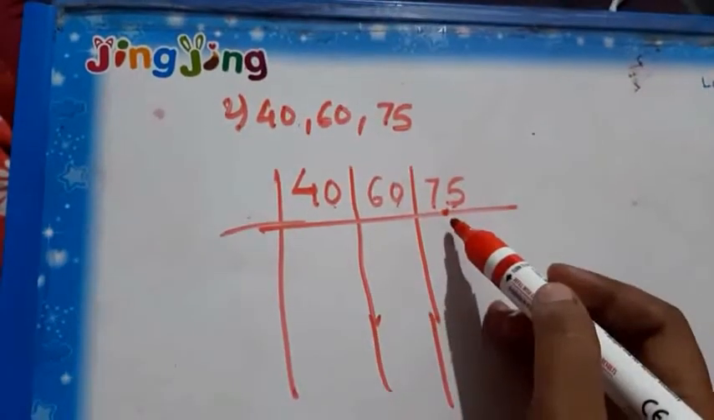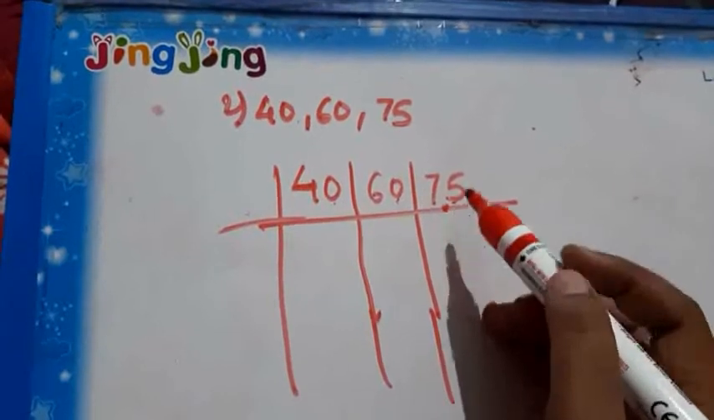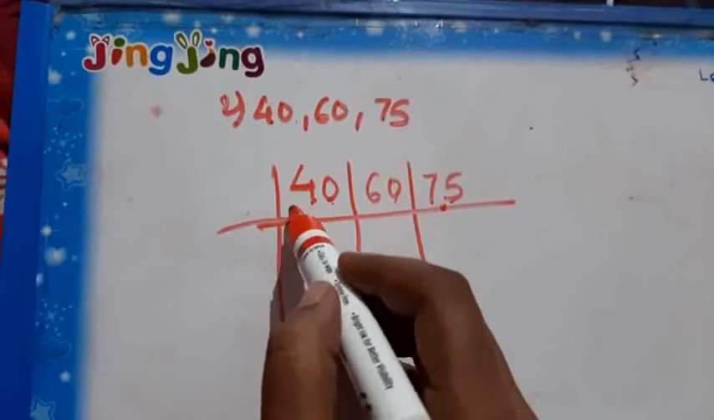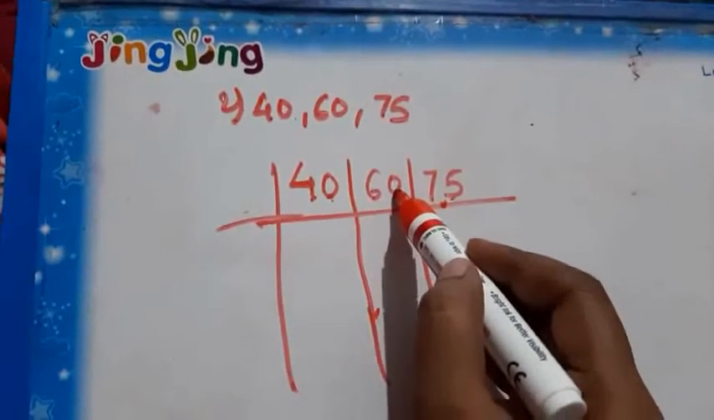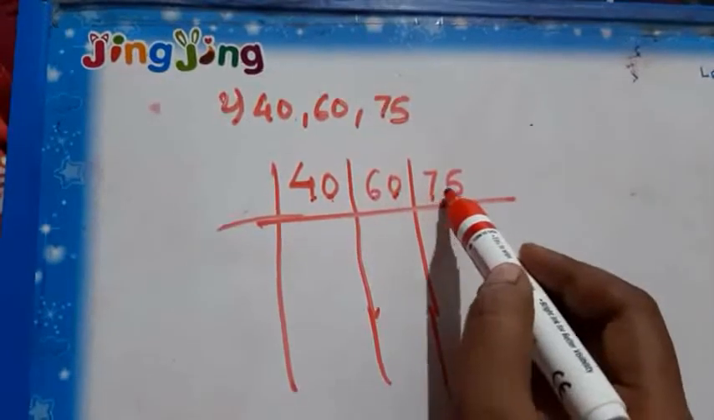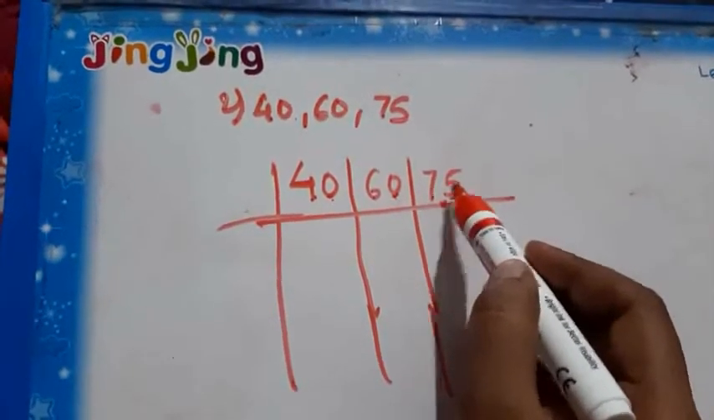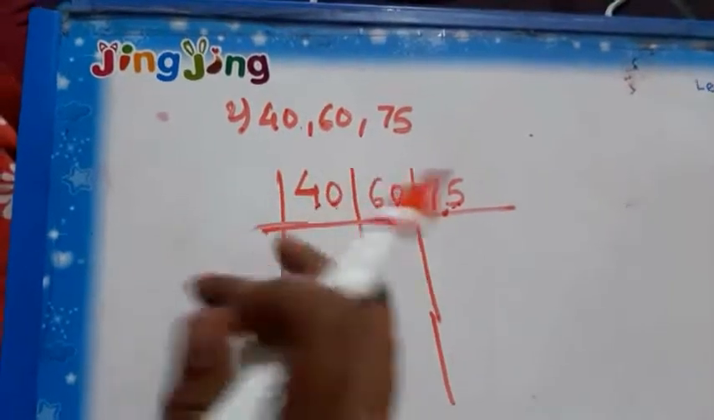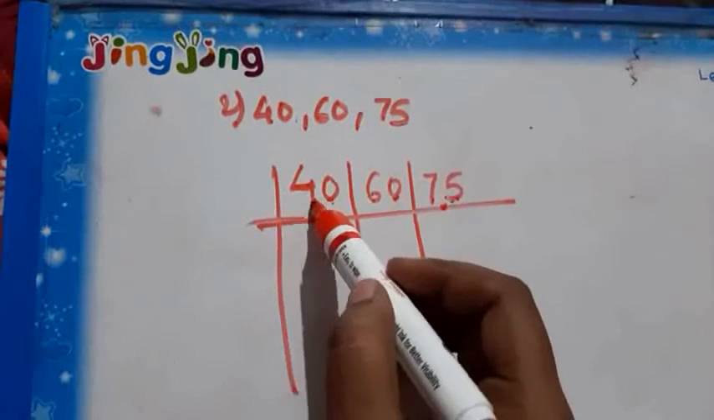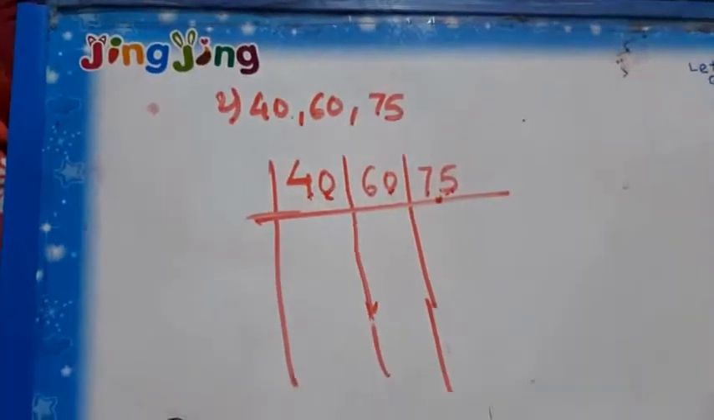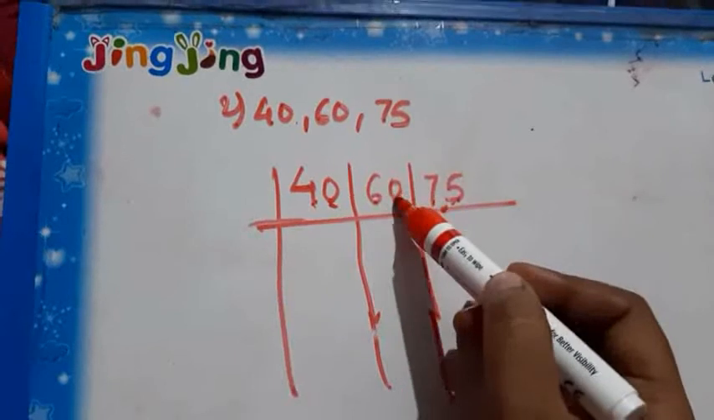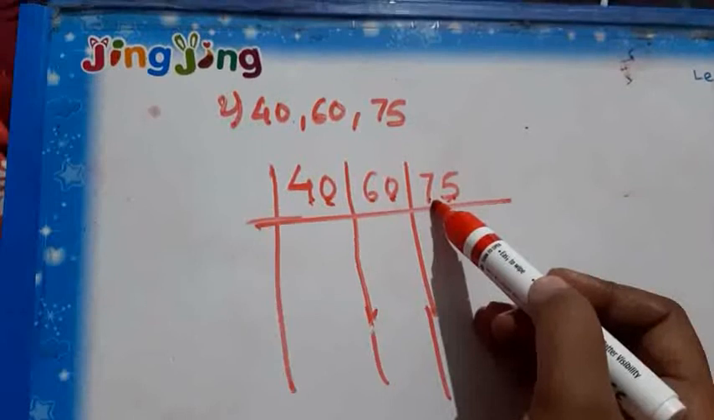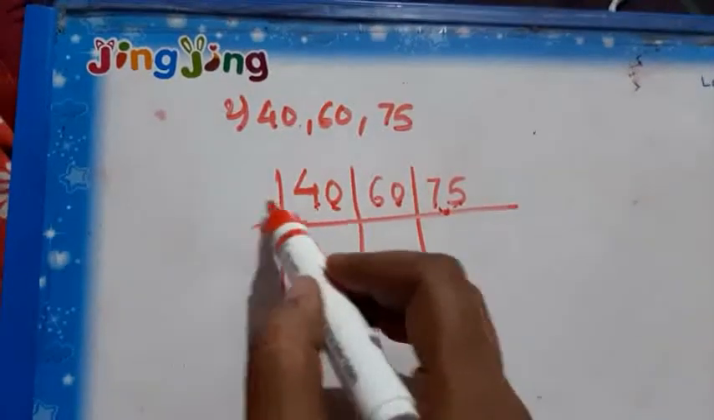So we have to go to the next number, check for 3. 4 plus 0, 4. This number is not divisible by 3. 6 plus 0, 6, it is divisible by 3. 7 plus 5, 12, it is divisible by 3, but the first number is not. So here 3 also we can't take. Now go for 4. 40 is divisible by 4. 60 is also divisible by 4, but this number is not divisible by 4. So here 4 also we can't take.